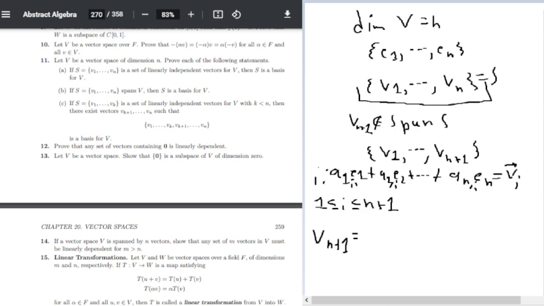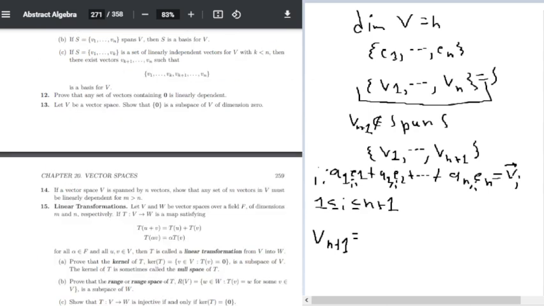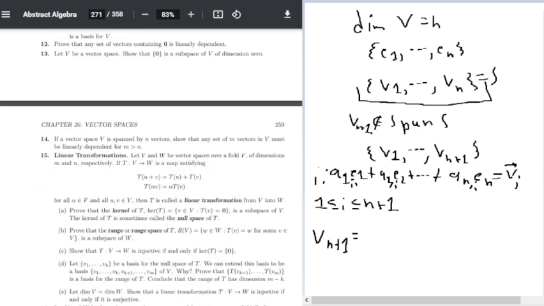Okay. Prove that any set of vectors containing zero is linearly dependent. Multiply the zero vector by literally anything. Let V be a vector space. Show that U is a subspace of V of dimension 0. Because if it has a basis, then it has the set 0, but the set 0 is not linearly independent, so it's dimension 0.